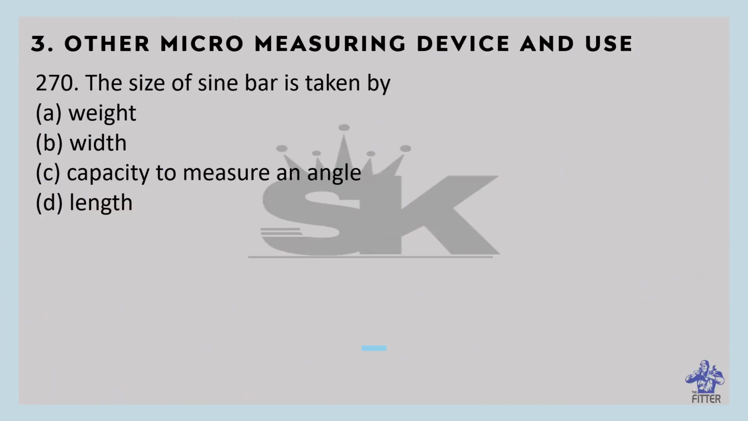The size of a sine bar is taken by its length. The commonly available sizes are 100 mm, 200 mm, 250 mm, and 500 mm. A sine bar is used to measure angles based on the sine principle. It is commonly used for measuring the taper angle of inner and outer side cones.